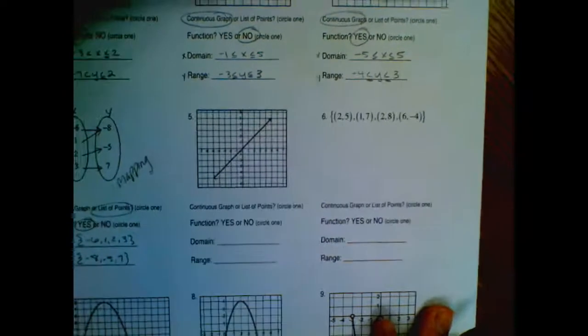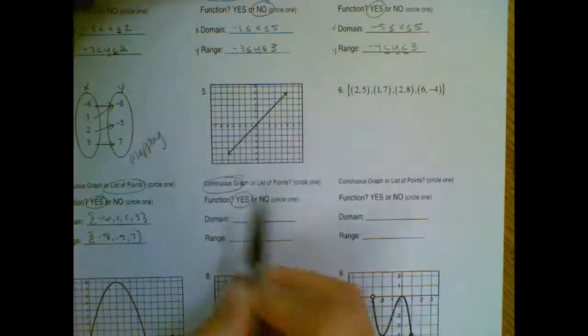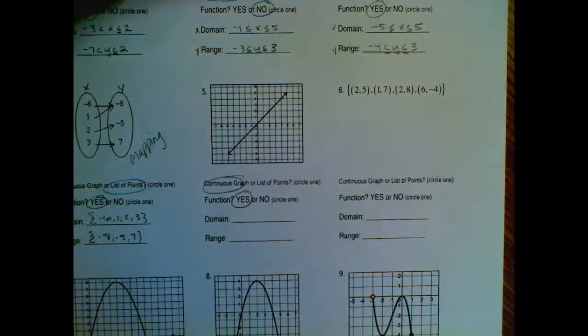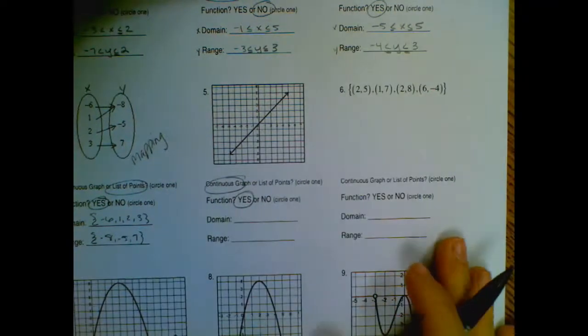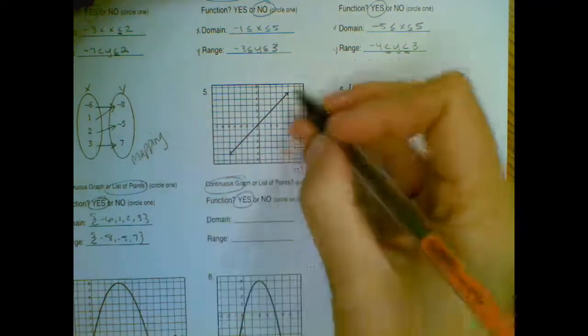Number 5 is a continuous graph, and it is a function. It passes the vertical line test. For our domain and range, our domain, our x's continue all the way and all the way on the right.